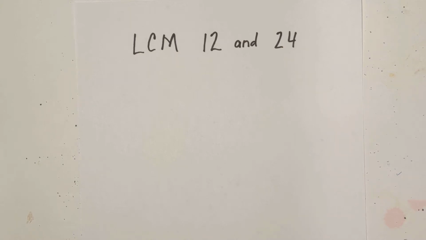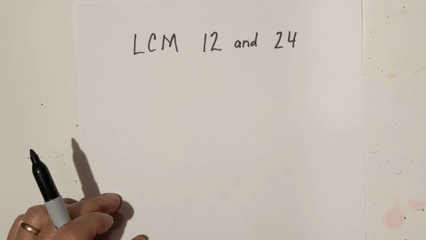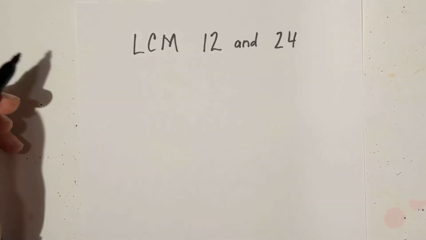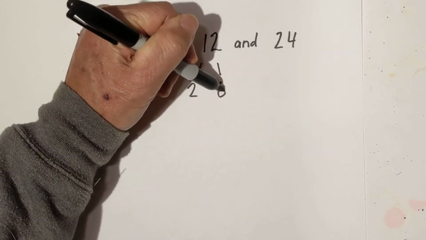Welcome to MooMooMath and Science, and let's find the lowest common multiple, or the LCM, for 12 and 24. What I like to do is just use a factor tree. I think it's fairly easy. Now, the downside is you do have to create a factor tree, and some people don't like doing that. So let me go ahead and quickly do a factor tree for these two numbers.